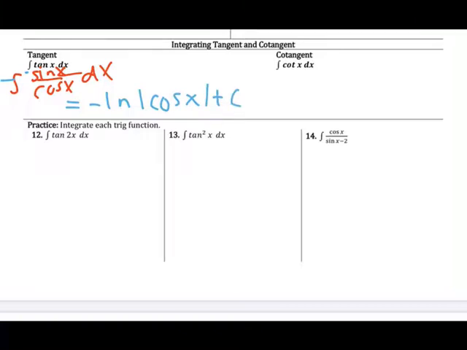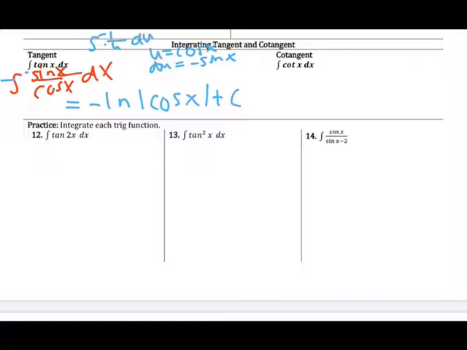So in case you didn't see where that came from, if you let u equal cosine of x, then du would equal negative sine of x. So you would end up with negative the integral of 1 over u du. And that's how that would work.